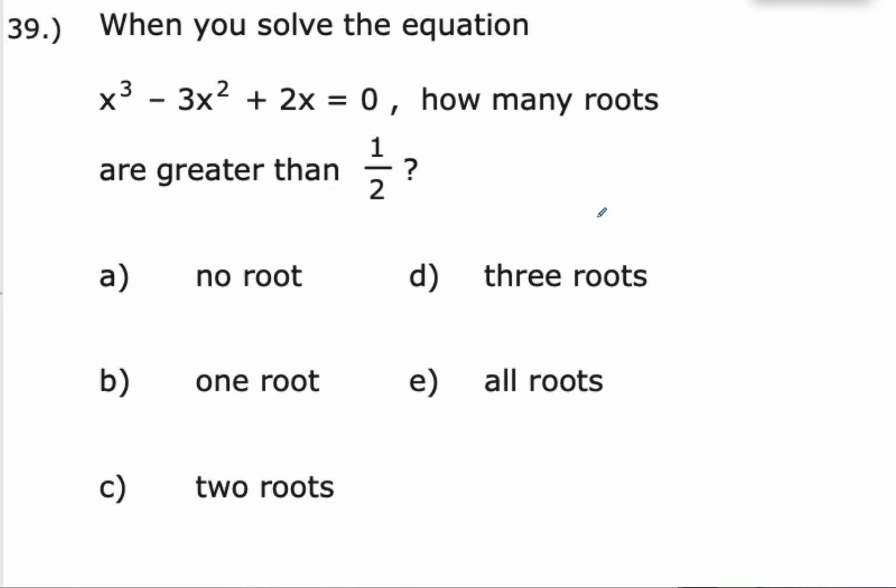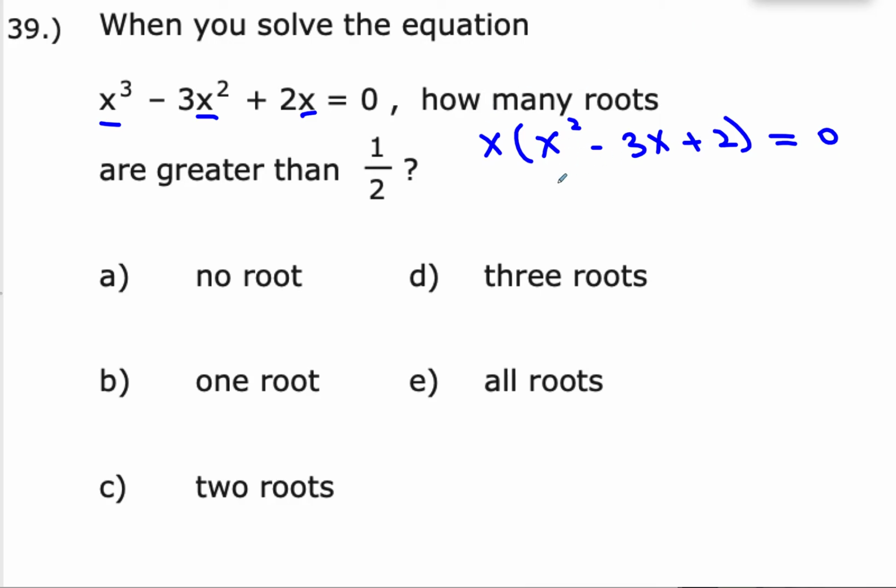All right, let's look at number 39. When you solve this equation, how many roots are greater than 1/2? You can see that x is common in all 3 terms, so I'm going to factor x out. Then we have x squared minus 3x plus 2 is equal to 0.